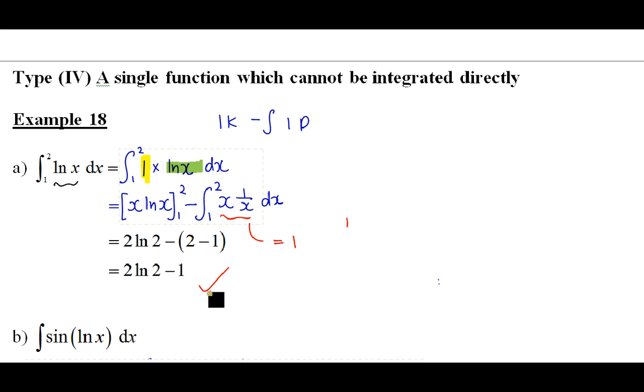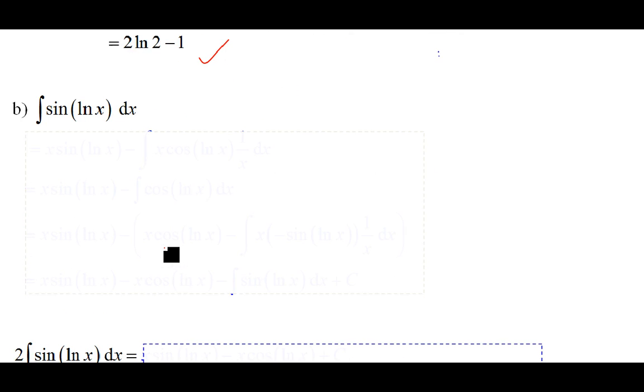Okay, let's take a look at Example 18b, slightly trickier. Again, I have a single function. Alright, so no prizes for guessing, it is 1 multiplied by sine ln x. So we will obviously differentiate this and integrate this. Okay, so if you do that, let's follow the steps.